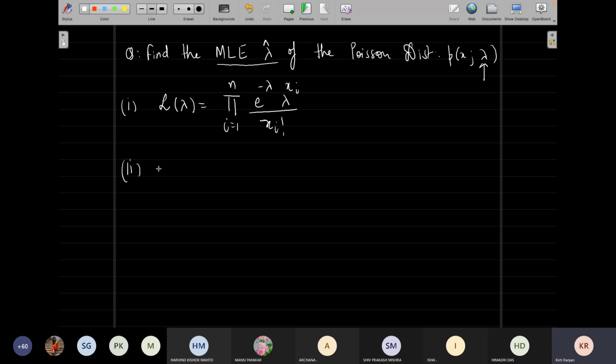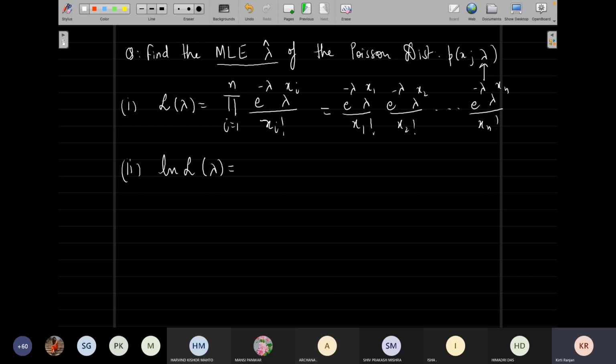Step number 2, build log of L of lambda. By the way, can you simplify this product? What will be the term e to the minus lambda multiplied n times? In case someone has difficulty reading the product, this is e to the minus lambda lambda x1 over x1 factorial, e to the minus lambda lambda x2 over x2 factorial, so on and so forth, e to the minus lambda lambda xn over xn factorial. This is all it is. So what will this be reduced to? e to the minus lambda multiplied n times: e to the power minus n lambda.